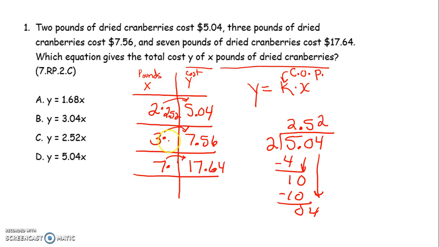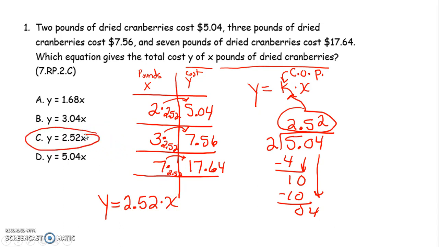Now double check on your calculator. What's 3 times 252? I hope it's 756. What's 7 times 252? Double check. Is that 1764? If so, I'm pretty convinced our constant of proportionality is $2.52. To get the cost, you take the price per 1 pound, which is $2.52, times however many pounds you're buying. Hopefully that's what you came up with.